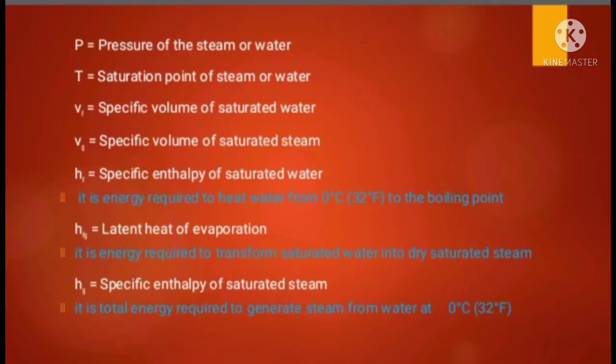Symbols: P equals the pressure of the steam or water. T equals the saturation point of steam or water. Vf equals the specific volume of saturated water. Vg equals the specific volume of saturated steam. Hf equals the specific enthalpy of saturated water. It is the energy required to heat water from 0 degrees to the boiling point.